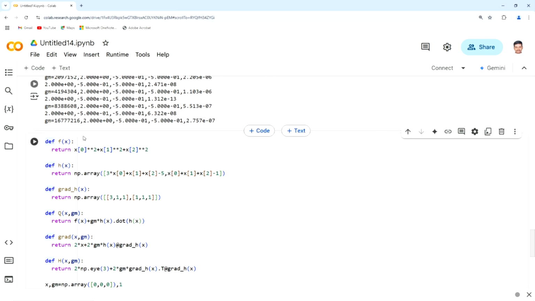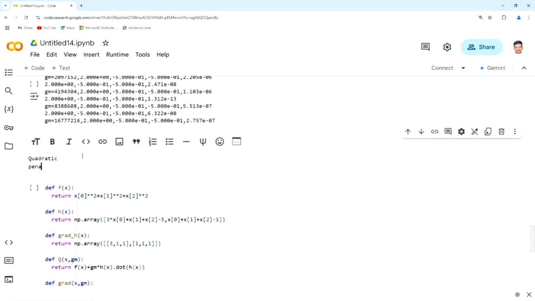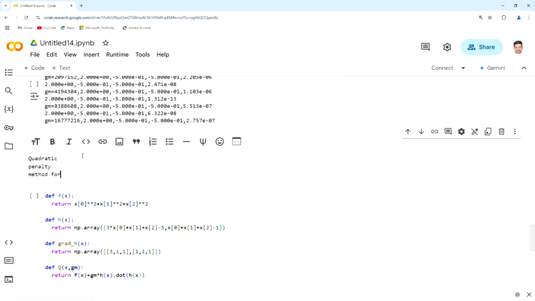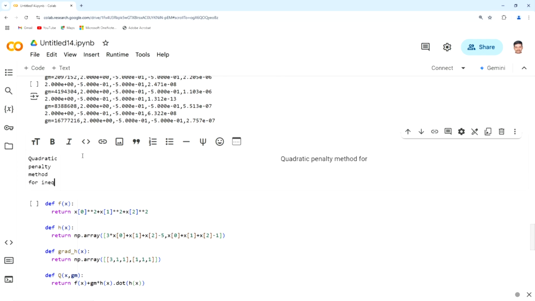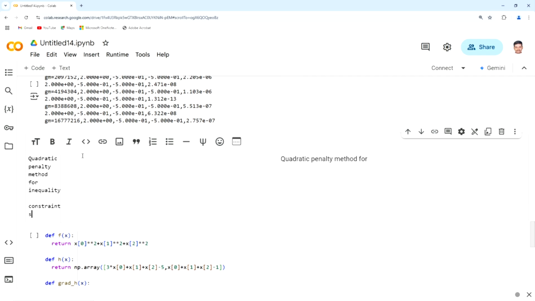the inequality constraint. So, let me first write down the text. It is quadratic penalty method for inequality constraints.